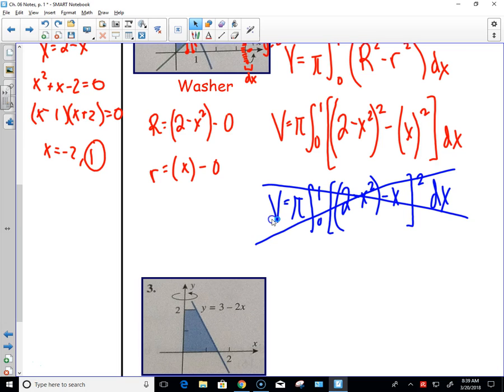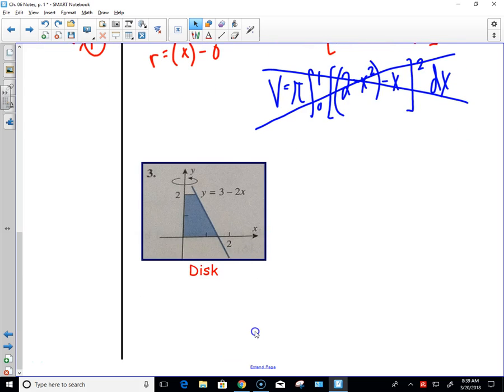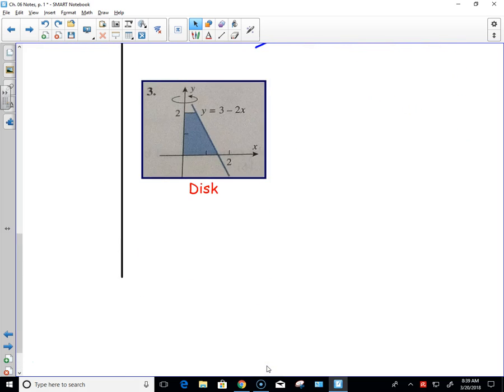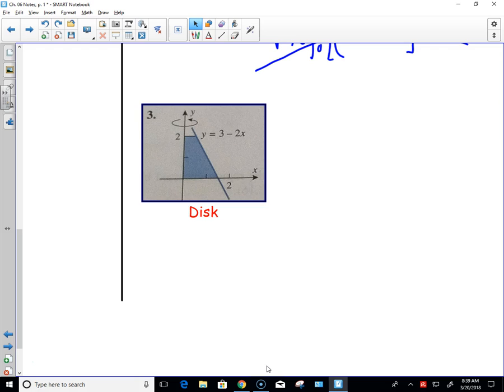Sean? Yes. What Sean is noticing is, wait, though, we're not going around something horizontal anymore. What are we going around? Vertical. Something vertical. If it's something vertical, I need a dy.